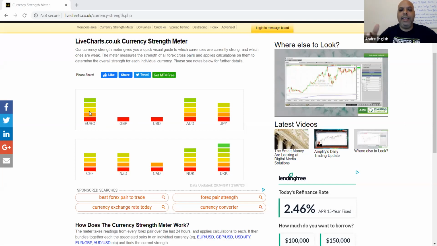Some of them are daily. Some of them run on the hour. You can find a currency strength meter. This is a free one, but most of the time you can find one that you can pay for. They are not very expensive, but they are useful tools.